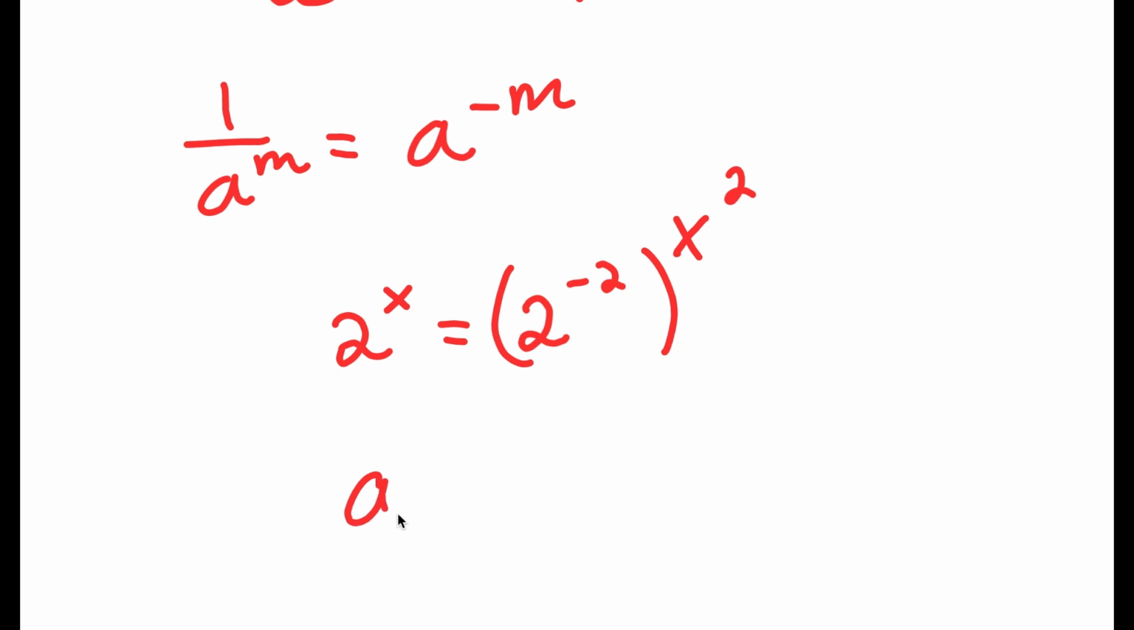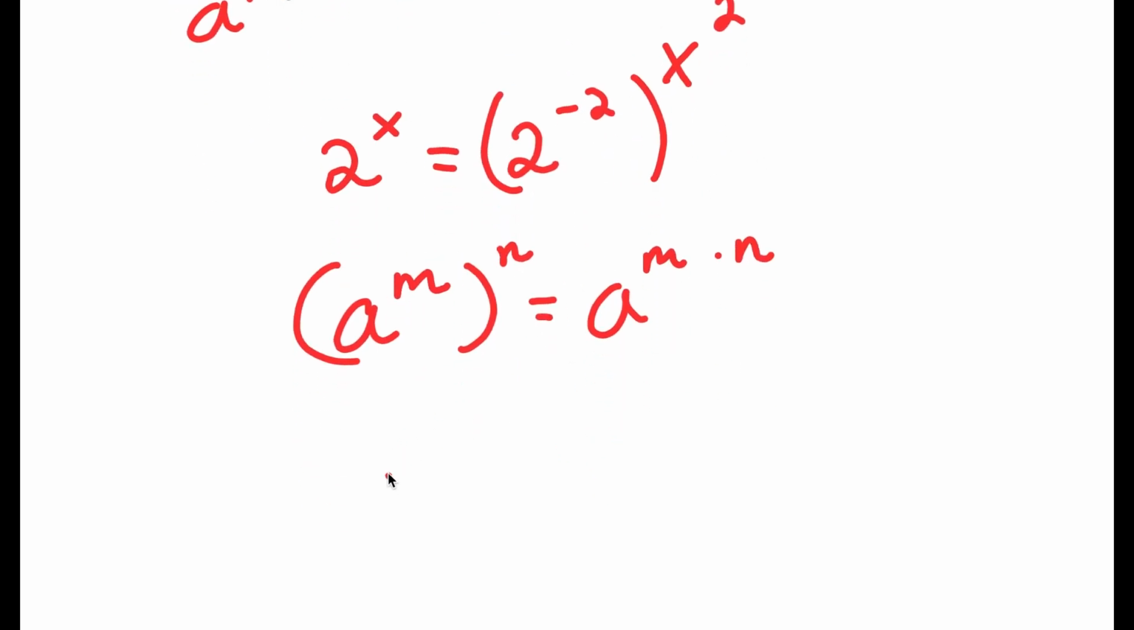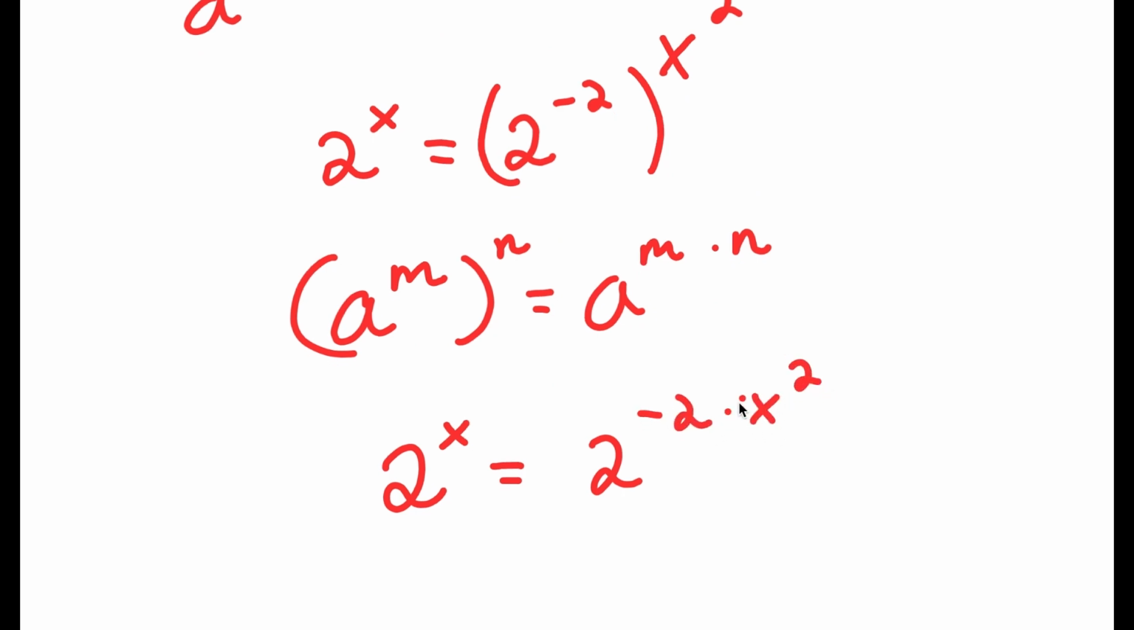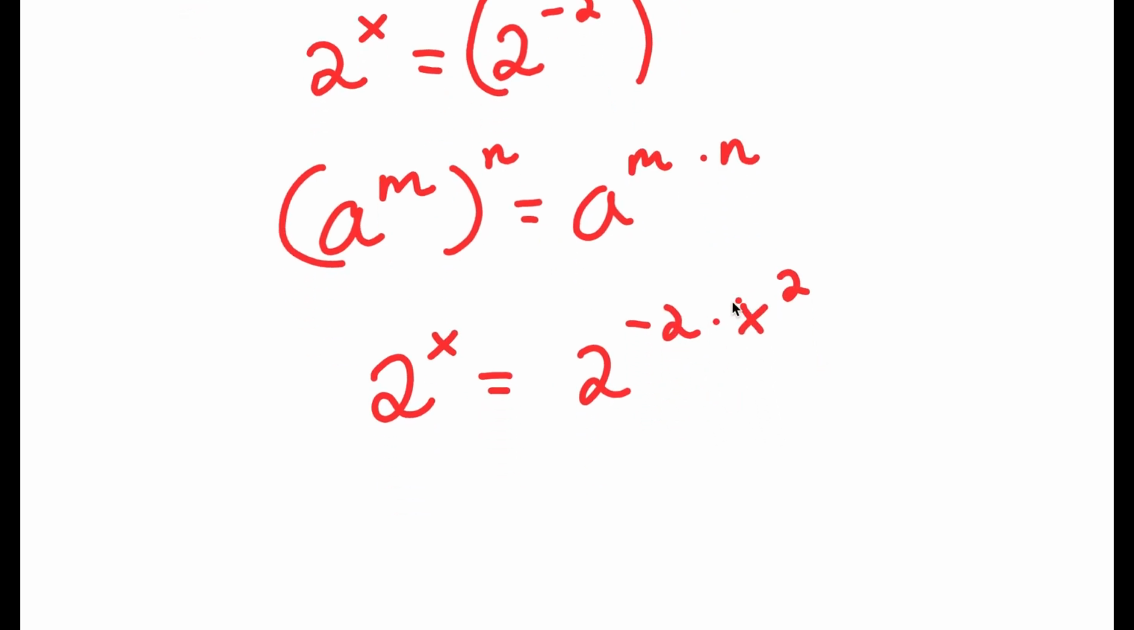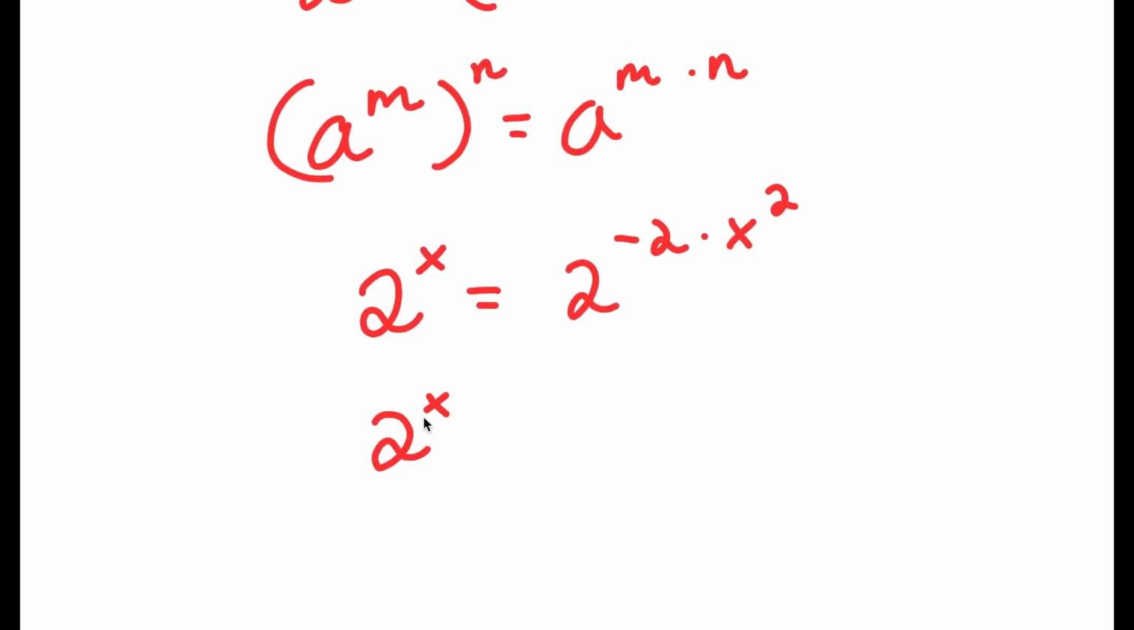Now, if I have something in the form (a to the power of m) to the power of n, this is equal to a to the power of m times n. So (2 to the power of negative 2) to the power of x squared, that's going to equal 2 to the power of negative 2 times x squared. And negative 2 times x squared, that's negative 2x squared.